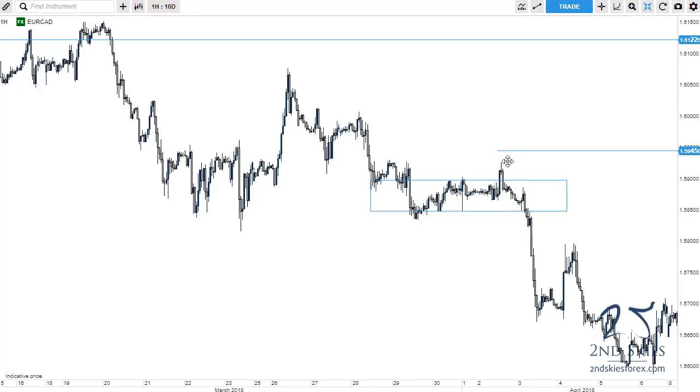My stop loss was right here. So I took this spike, put it just a little bit above it, and that was it. 70 pip stop on a potential 650 pips of profit.